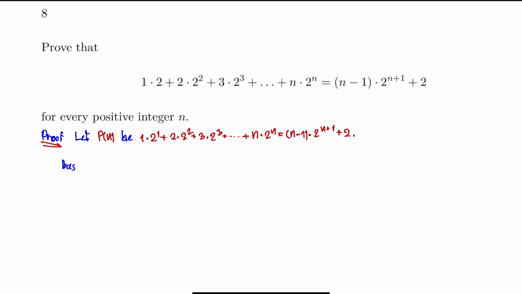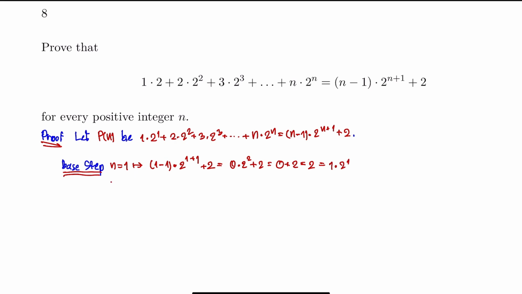So we start with the base step and we let n to be 1, and then what do we have? We substitute into the right side. So we have 1 minus 1 times 2 to the n plus 1 plus 2. Oh, I forgot to substitute 1 into here. This becomes 0 times 2 to the 2 plus 2, which is 0 plus 2, which is 2. And this number 2 is 1 times 2 to the 1.